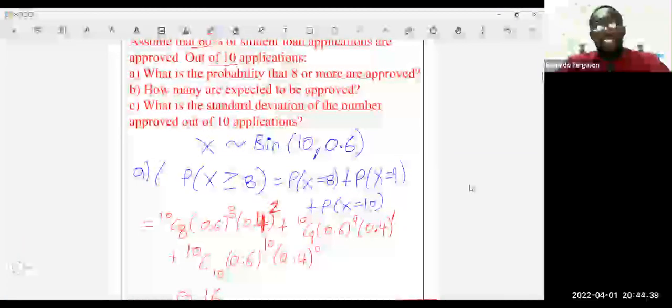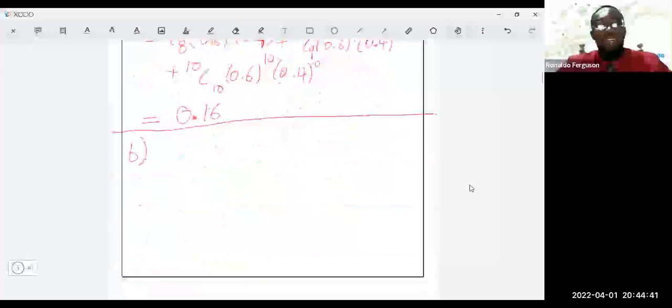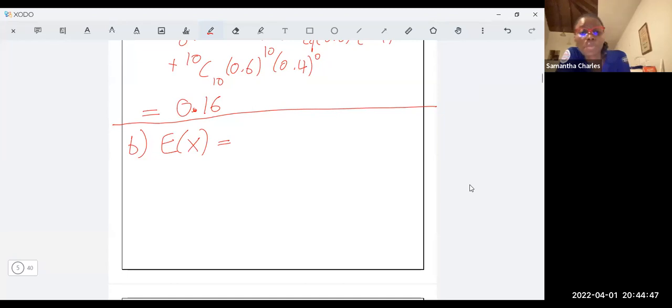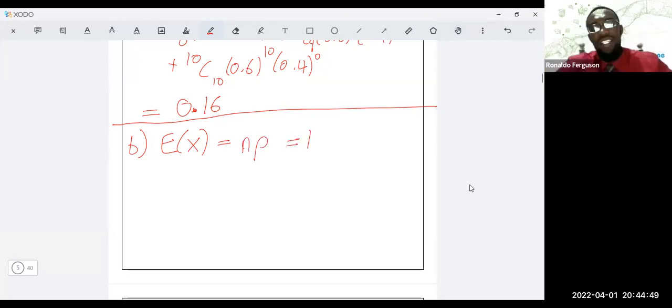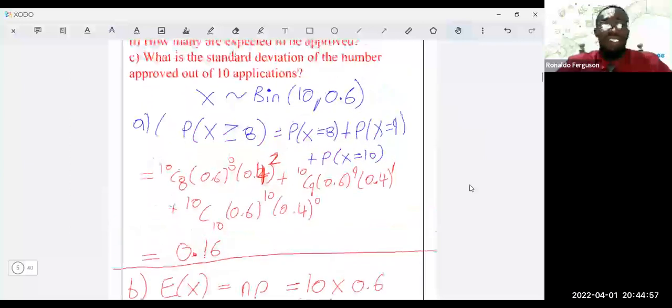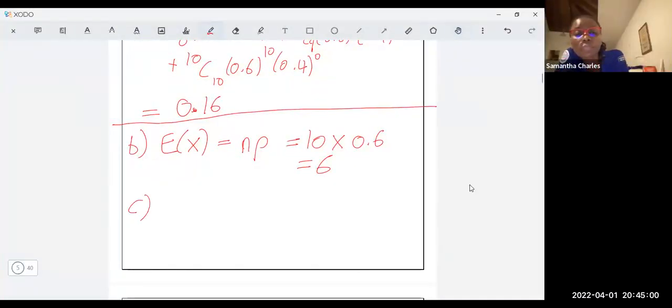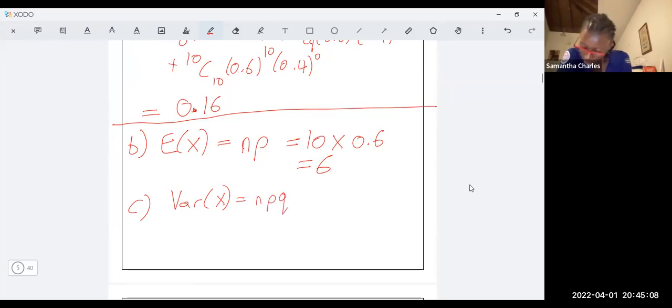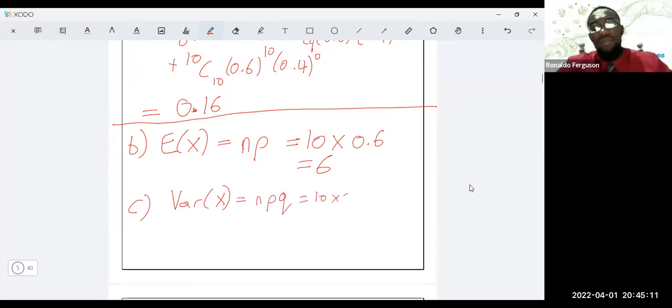Part B says find the expected number of approvals. What's the formula for expectation of X? N times P. So if N is 10 and P, the success, is 0.6, the number expected to be approved is 6. Easy, no? Now part C says standard deviation. Before we find standard deviation, we need to find variance, don't we? Variance is NPQ, right? 10 times 0.6 times 0.4. Work that out and tell me what you get.